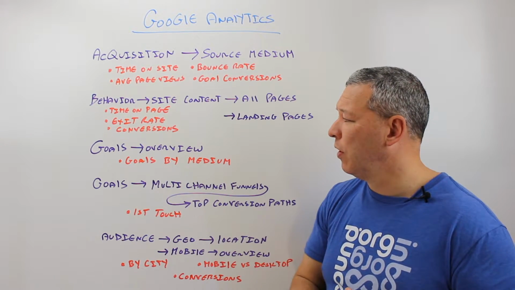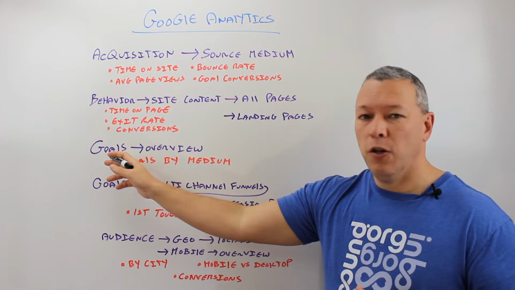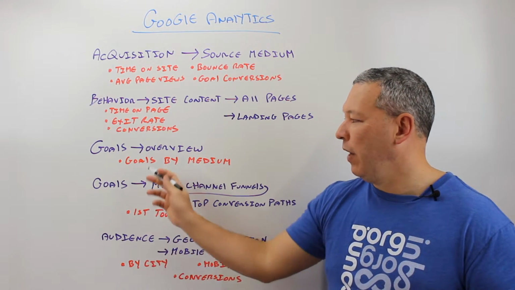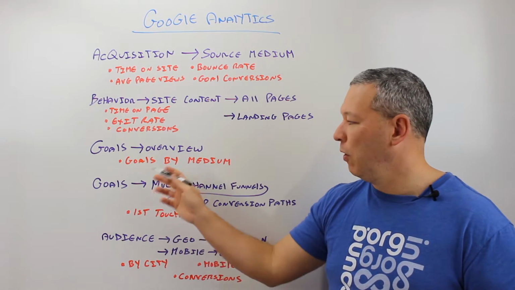Next one is goals. What you're going to do is click on goals, and then click on overview. And then what you want to do is look at your goals by medium.